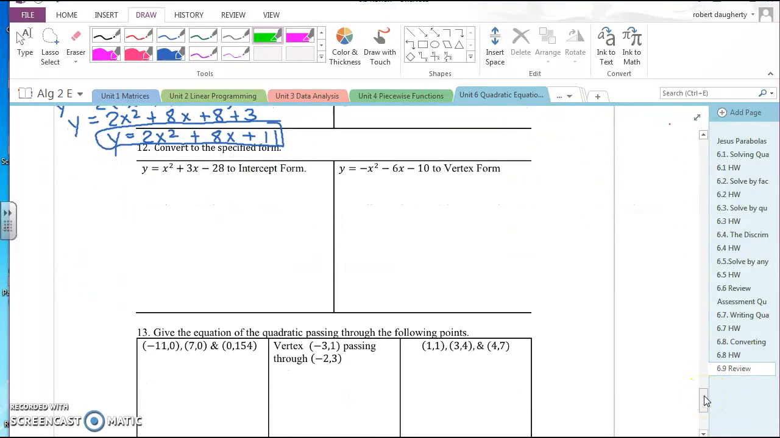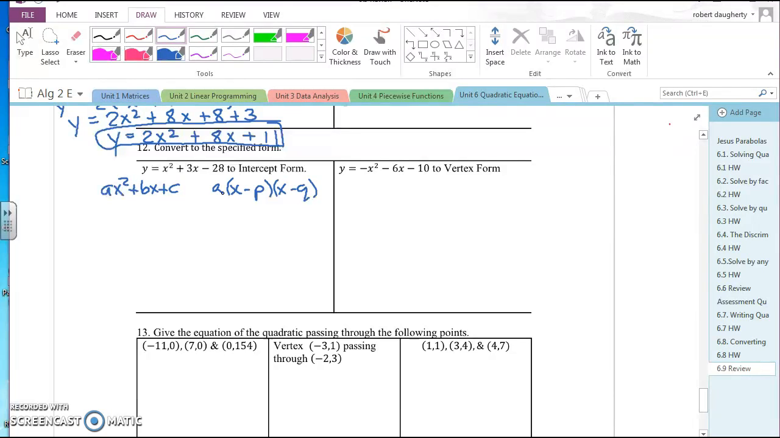So next I'm asked to convert to intercept form. So I'm in standard form and I need to go to intercept. So if I'm going from standard to intercept, I'm trying to start with something that's ax squared plus bx plus c, and I'm trying to get that into x minus p, x minus q. That means I basically need to factor this.